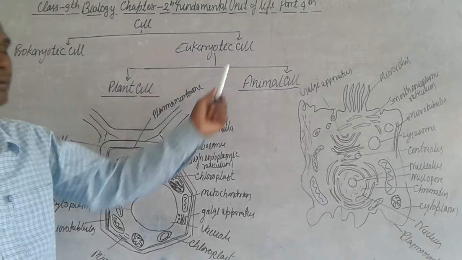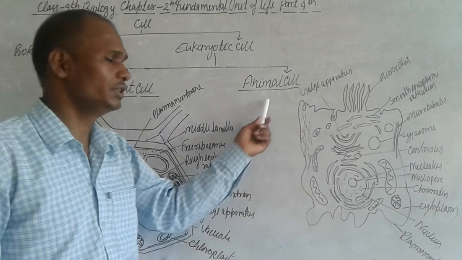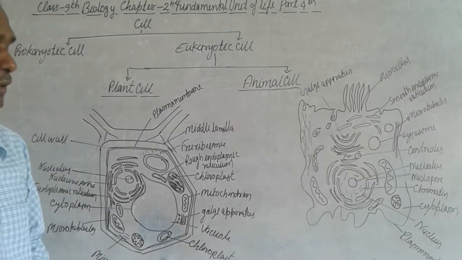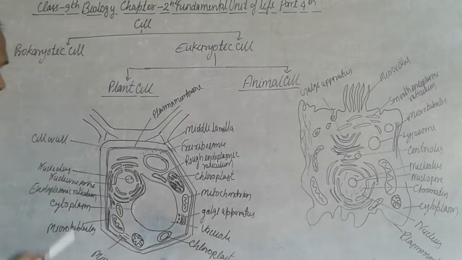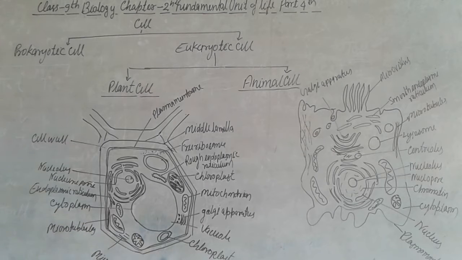Eukaryotic cell is further divided into two cells. First is the plant cell and second is the animal cell. We discuss the plant cell and its organelles. You can see this diagram. This diagram is the plant cell.